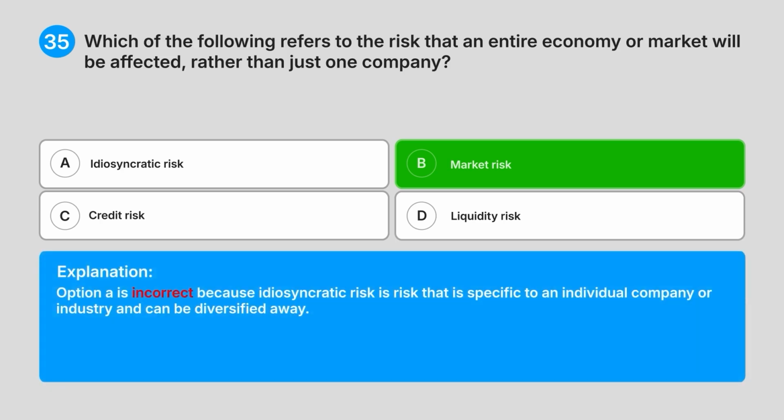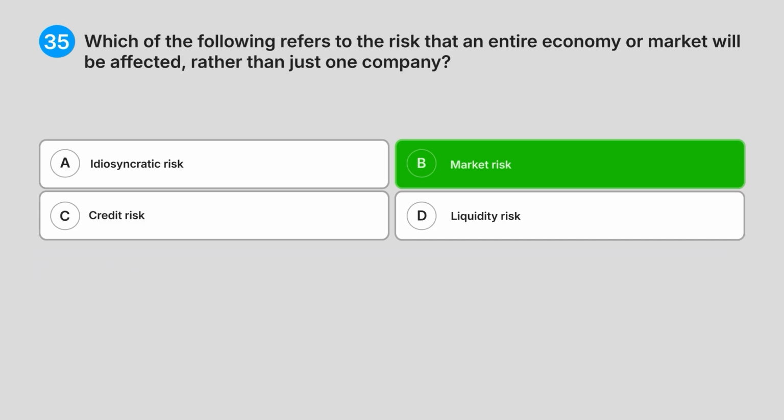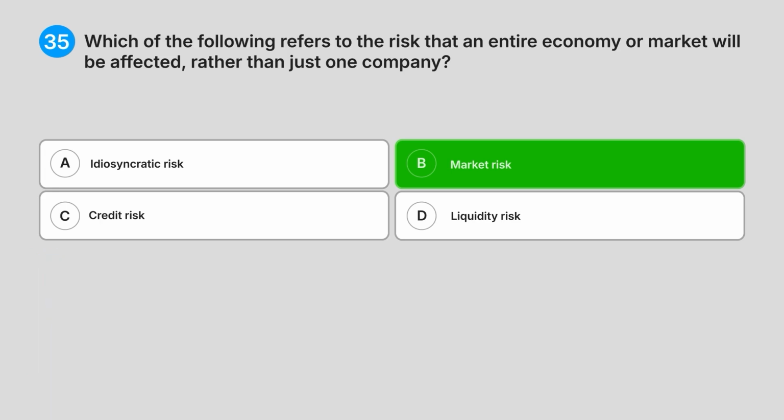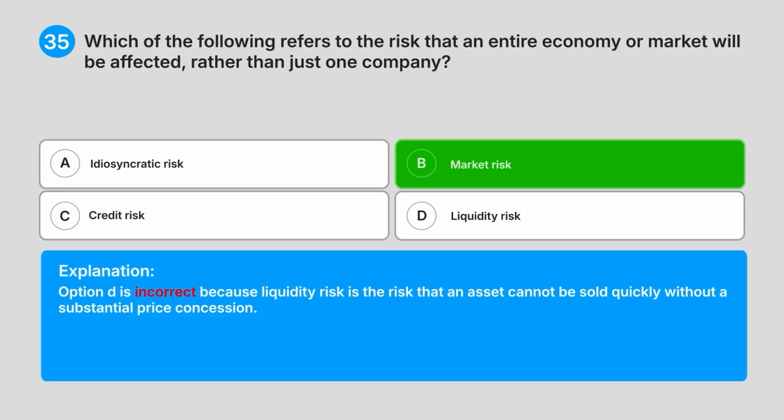Option A is incorrect because idiosyncratic risk is risk that is specific to an individual company or industry and can be diversified away. Option C is incorrect because credit risk is the risk that a borrower will fail to repay a debt. Option D is incorrect because liquidity risk is the risk that an asset cannot be sold quickly without a substantial price concession.